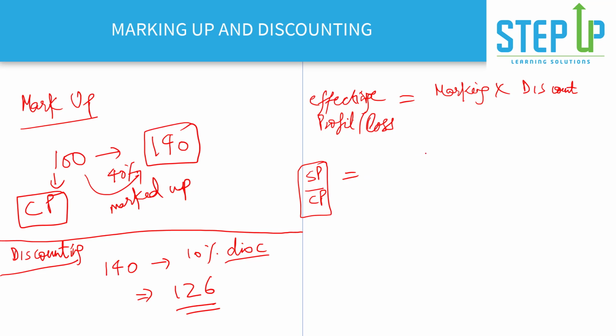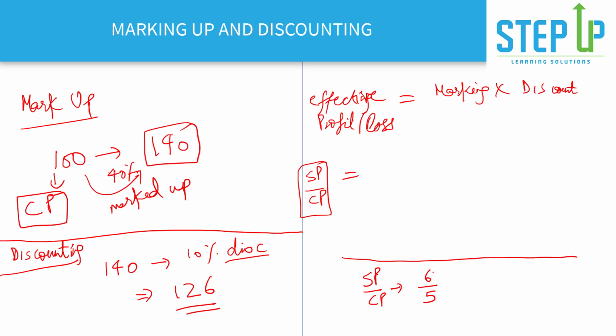The effective change would be, I would say, marking up. Now how do I represent marking up? It's very, very easy. If I say something is marked up by 20%, what does this mean in SP by CP terms? Something is marked up by 20%. So can I say this is 6 upon 5, right? Because 5 is, let's say, my cost price and 20% plus.